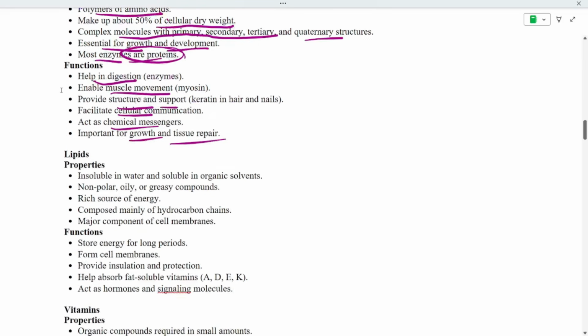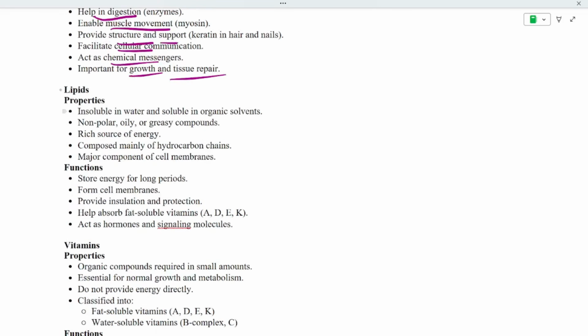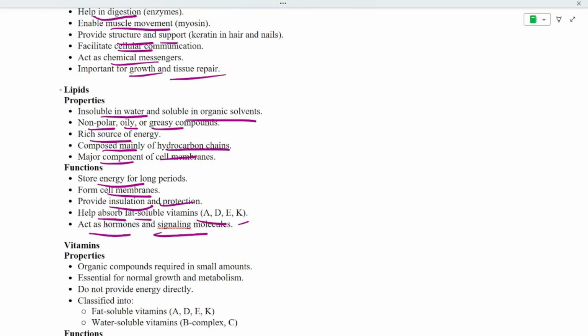Next is about the lipids. Lipids are insoluble in water and soluble in organic solvents. Okay, they are non-polar, oily, greasy compounds and a rich source of energy. The primary source is carbohydrates, but this is the rich source. Next, they are composed mainly of hydrocarbon chains and are a major component of the cell membrane. Next, they store energy, form the cell membrane, provide insulation and protection, help absorb vitamins A, D, E, K, and act as hormones and signaling molecules.